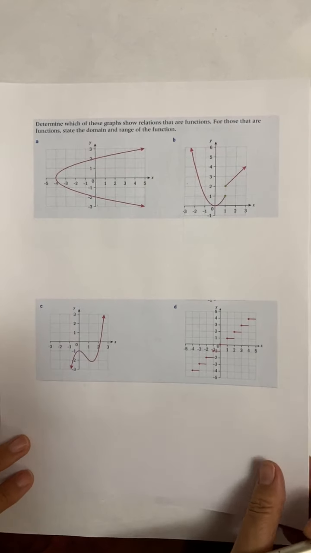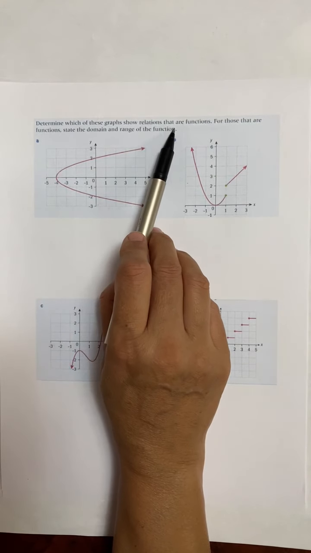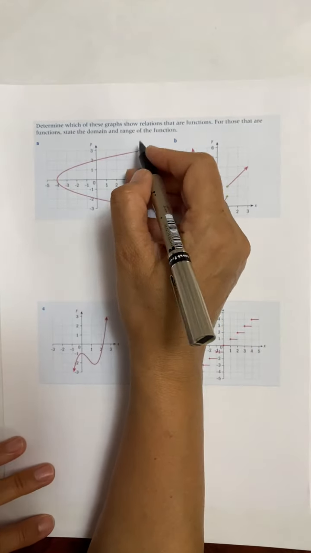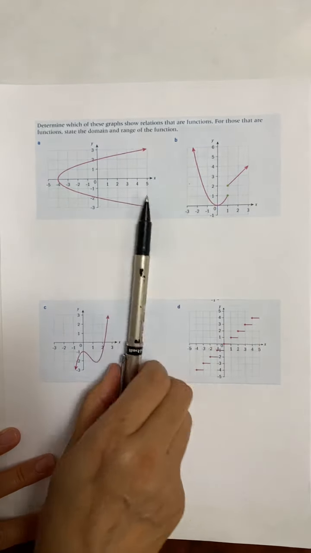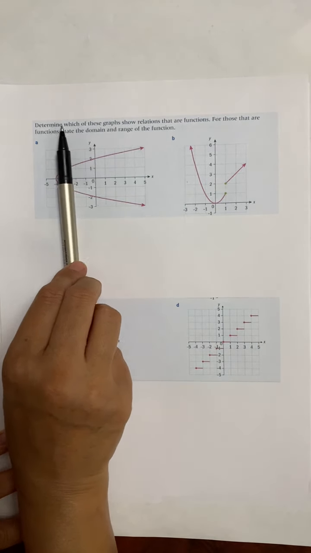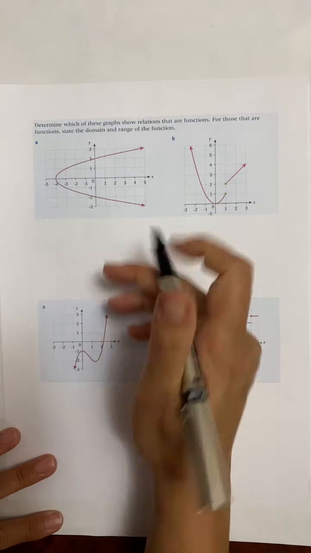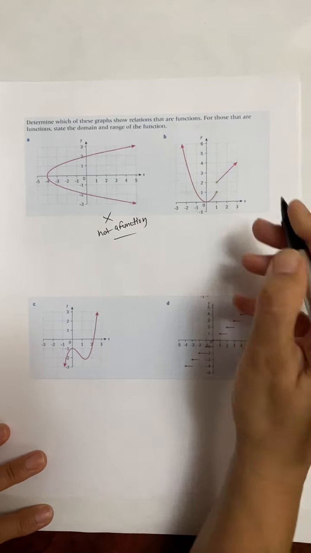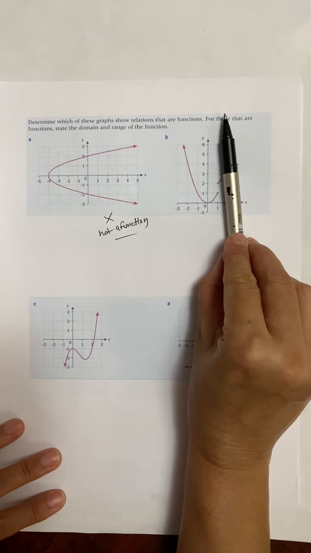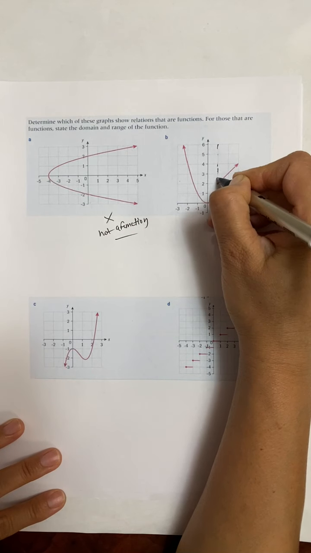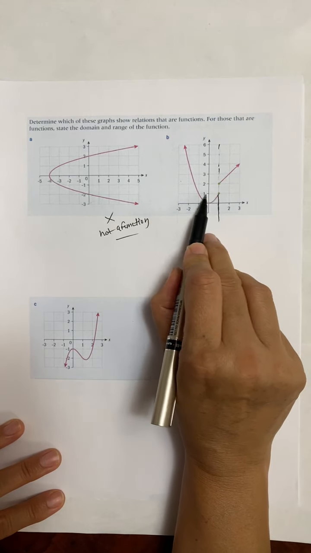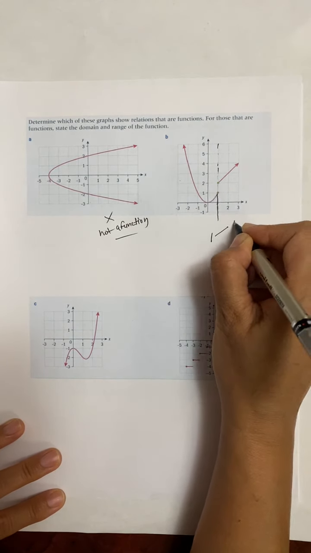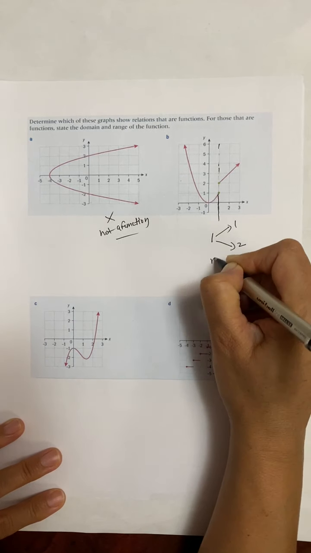Now from the graph, which of these shows the relations that are functions? For those you have to find the domain and range. Here, if I do a vertical line test, if I draw a line and move it, it has more than one point of intersection, in this case 2, so this is not a function. In this one, the problem is that for x equal to 1, it is mapped to 1 and also to 2. So 1 is mapped to 1 and 1 is mapped to 2. So not a function again.